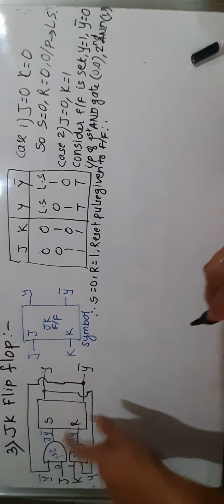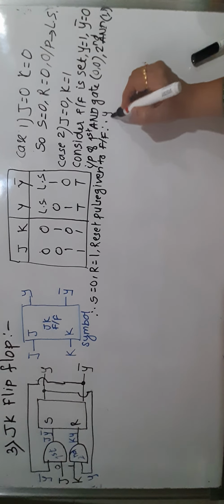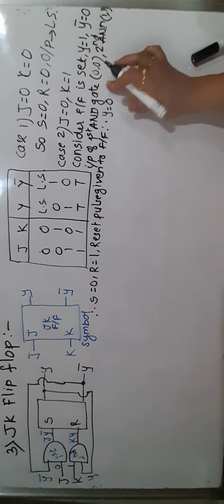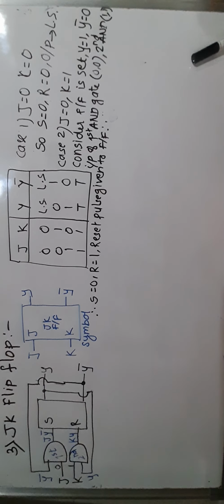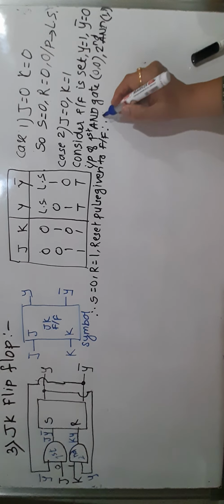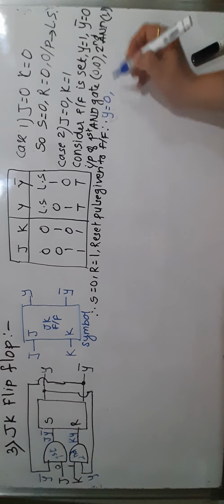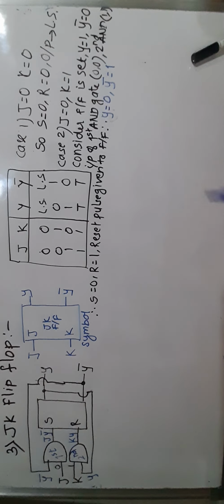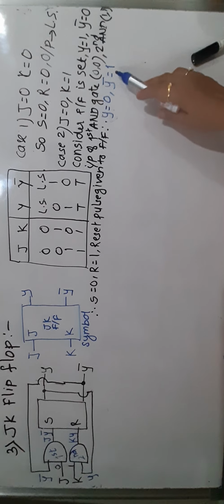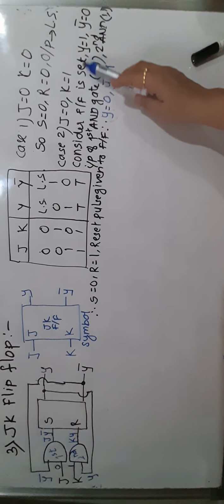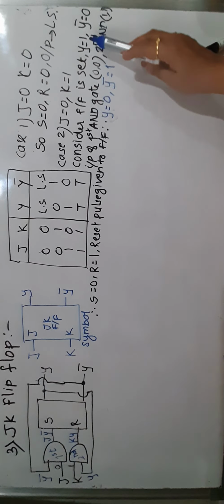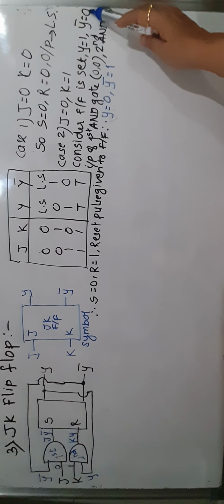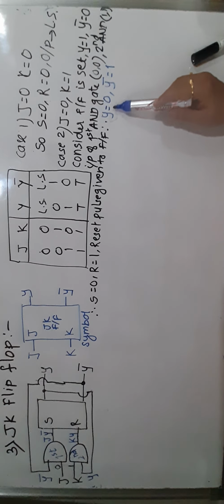Therefore the flip flop resets, means Y becomes 0. Flip flop resets means Y becomes 0, Y bar becomes 1. This is the condition when we consider that the flip flop is in set condition, meaning Y was 1 and Y bar was 0, and here we can see Y becomes 0, Y bar becomes 1.